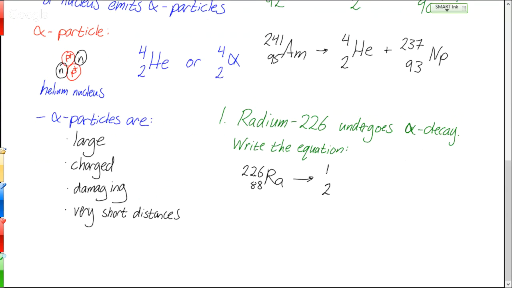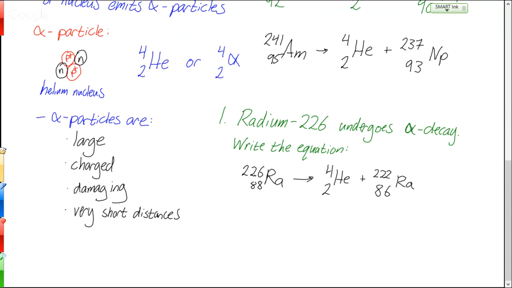And then we're going to write our alpha particle. All right, and there you go. No, Rn is radon. Radon is a gas that accumulates in your basement and causes problems. You've got to test for it, again, because that's also radioactive. But in this particular case, we're talking about radium, which is Ra, number 88.